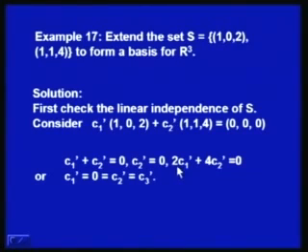and we will have 2 C1' plus 4 C2' is equal to 0. So, C2' is 0. So, from this C1' is 0. So, this will have only the trivial solution possible. So, we can say that the vectors (1, 0, 2) and (1, 1, 4) in the set S are linearly independent. So, to form a basis for R3, we have to add one more vector.